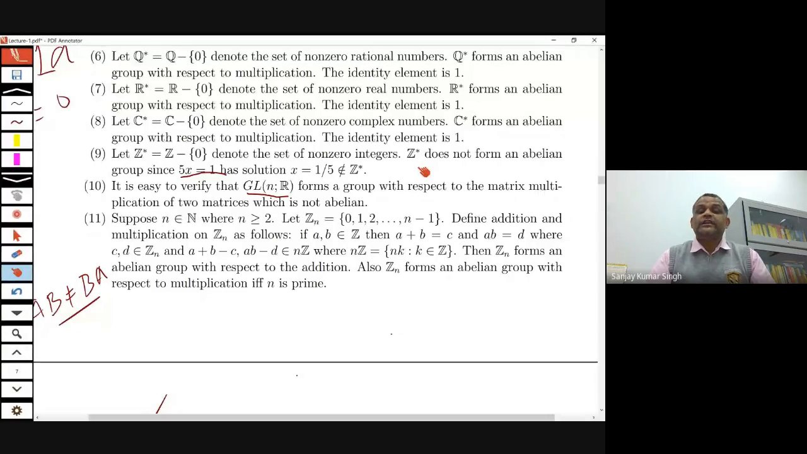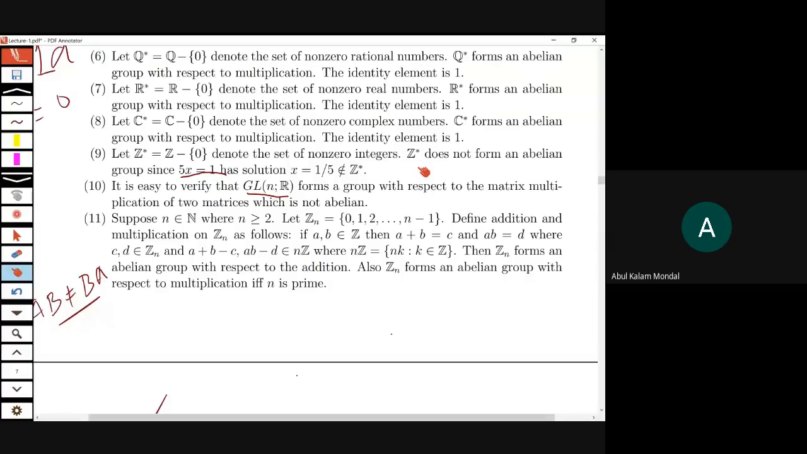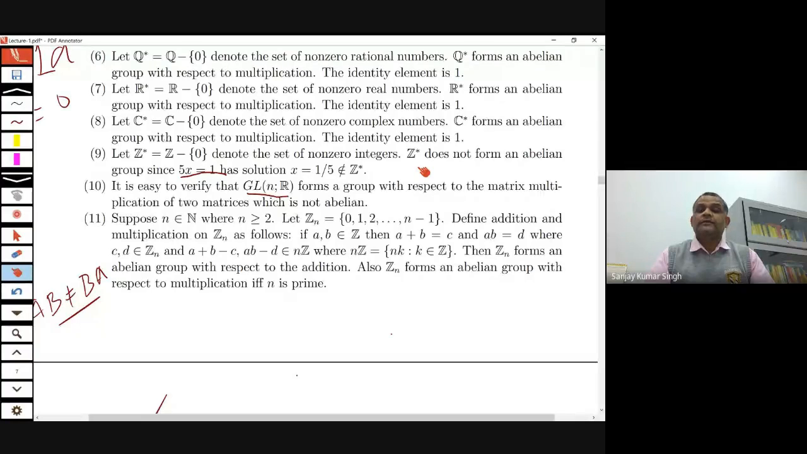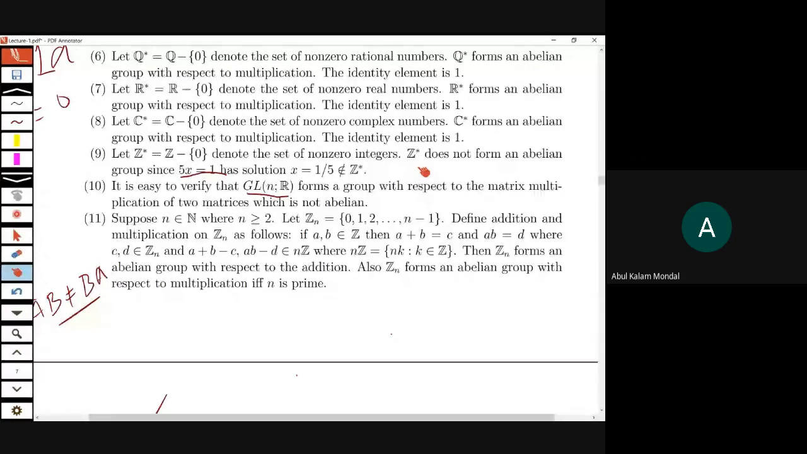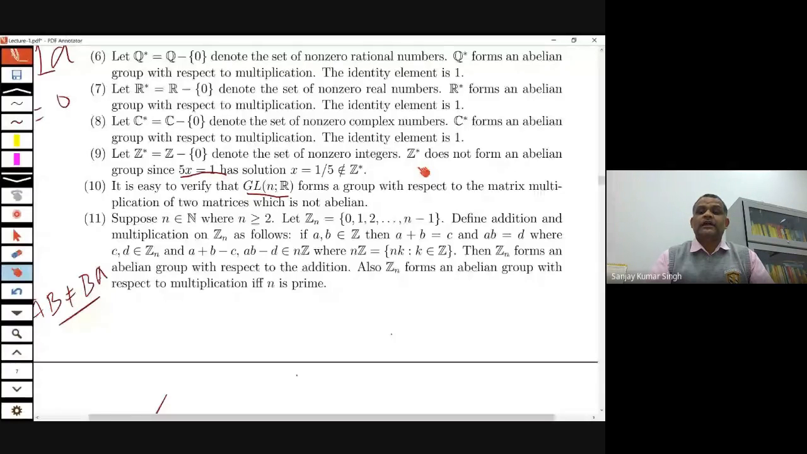No, you can write it inside the cube, but here Z star is the mother set. So we just say the equation 5x equal to 1 has no solution in Z star. Because if you can write 1 by 5 in Z star, then you have a solution. But you cannot get any solution in Z star, and that's why this 5 has no inverse.